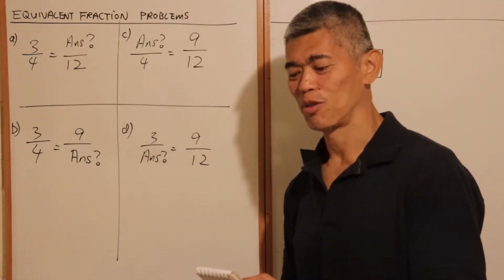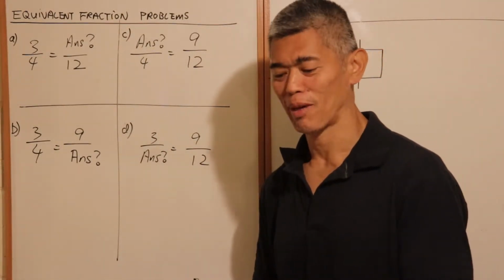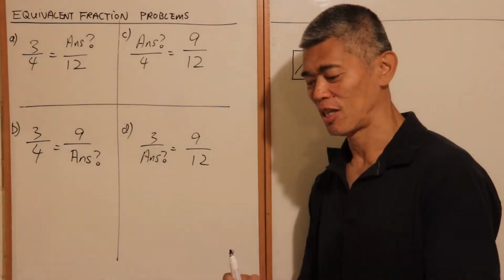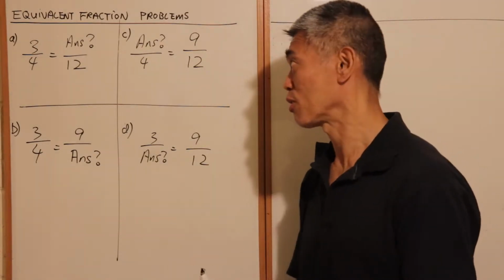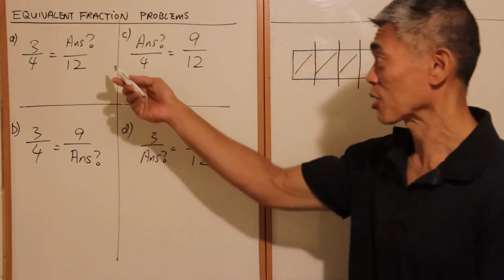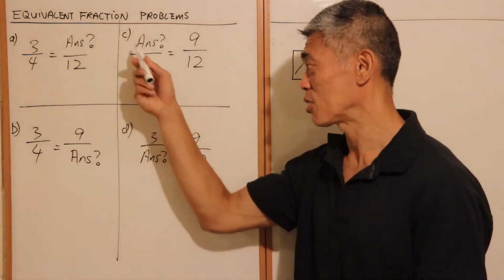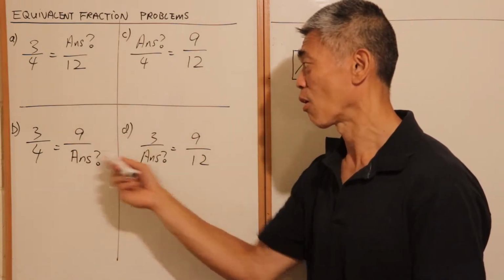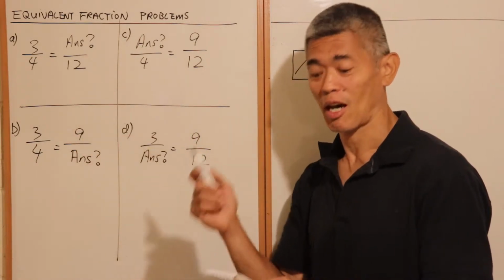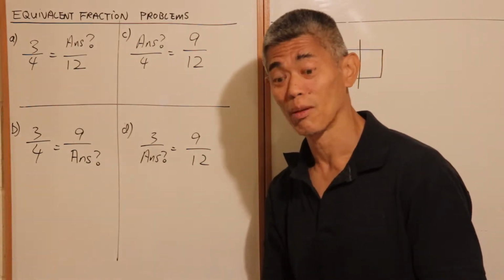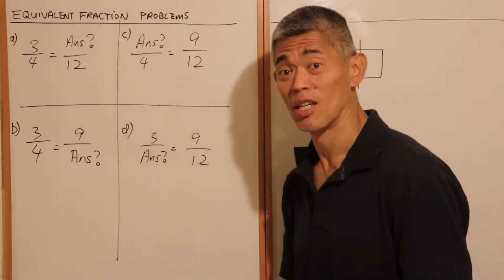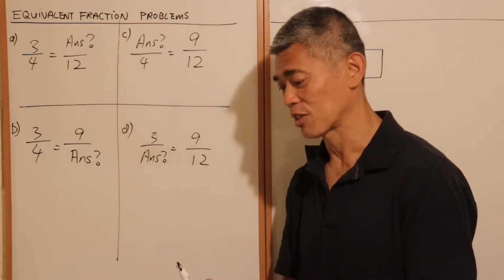The purpose of this video is to show a simple method to find the unknown number in problems containing pairs of equivalent fractions. Here, in examples A, B, C, and D, we have the same pair of equivalent fractions. However, the unknown number that we want to find is at different positions in the equivalent fractions.